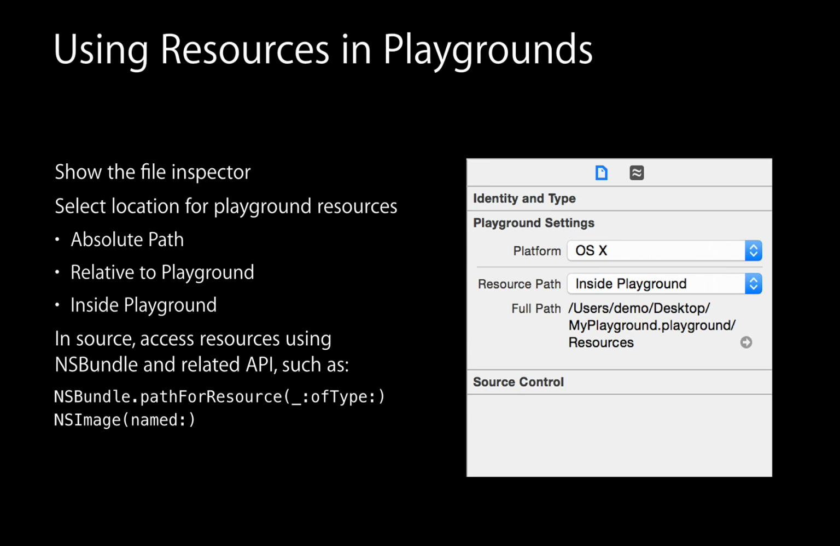Once you have made the selection to access these resources in your playground source, you just use things like NSBundle pathForResource:ofType: and NSImage named:. The resources just show up as the resources for the main bundle during playground execution.